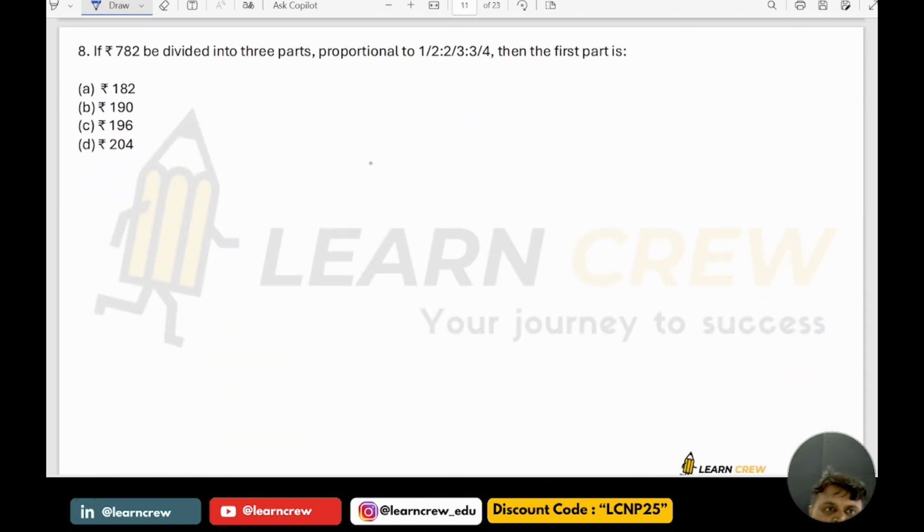Then question number 8. 782 rupees is to be divided into 3 parts in the proportion 1 by 2 is to 1 by 3 is to 3 by 4. So here it is a fractional ratio. First let us convert a fractional ratio into an integer ratio. How to convert? Take the LCM of denominators. LCM of denominators 2, 3 and 4. LCM of 2, 3, 4 is 12.